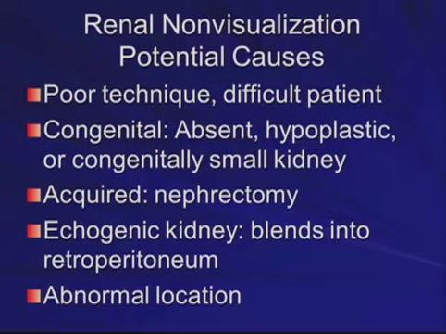Sometimes the lack of a kidney is acquired. For example, if the patient's had a nephrectomy and your sonographer hasn't asked the patient if the patient's had surgery. If the patient has renal disease, then the kidneys may be extremely echogenic and small and therefore blend into the retroperitoneum. In that case, it may be very difficult to see either kidney. And then finally, if you're not able to see a kidney, it's very critical that you look all over the abdomen to make sure that you're not missing a kidney that's in an abnormal location.